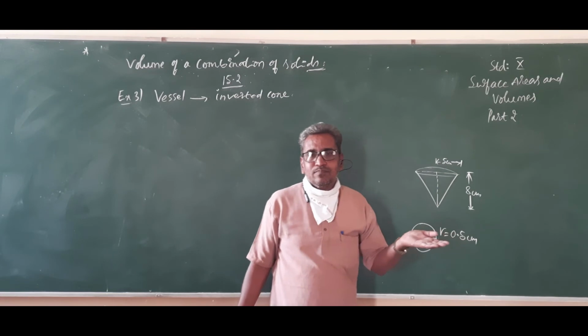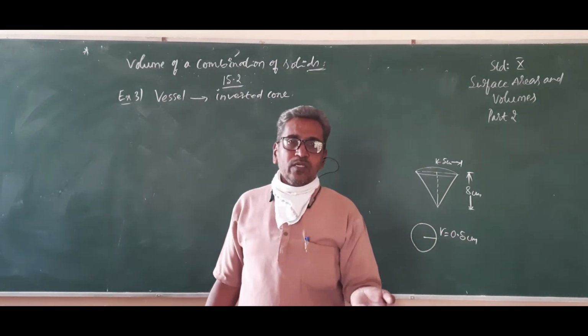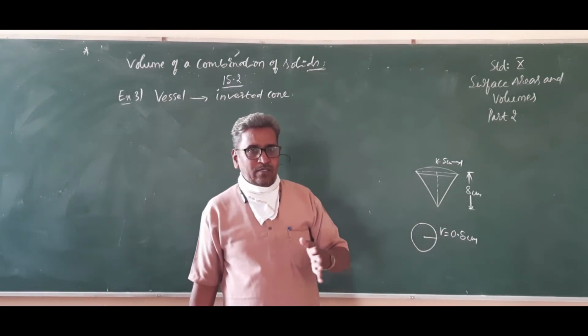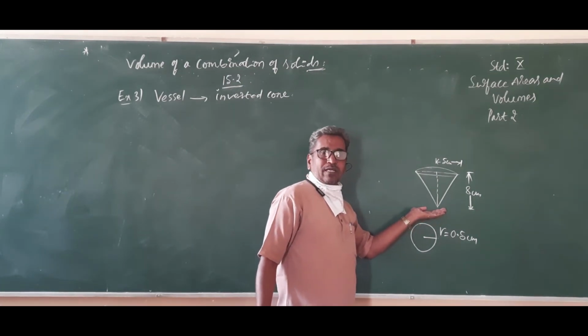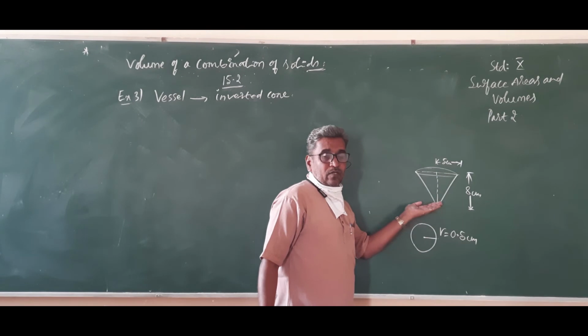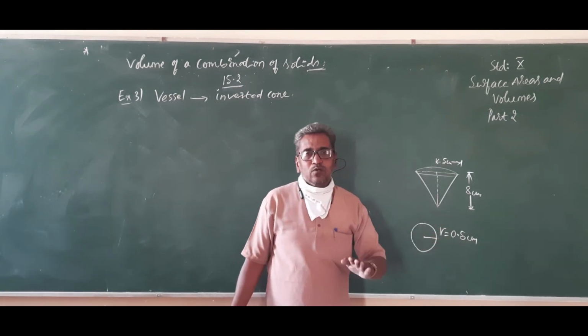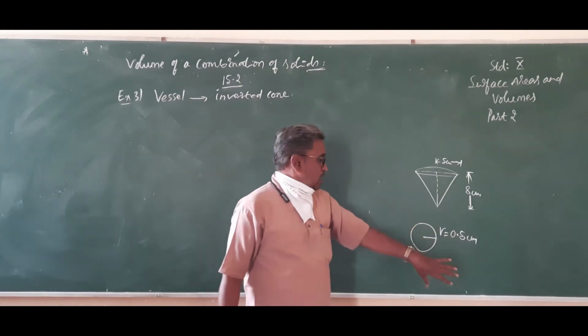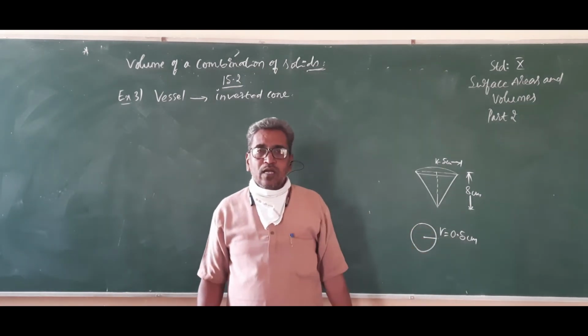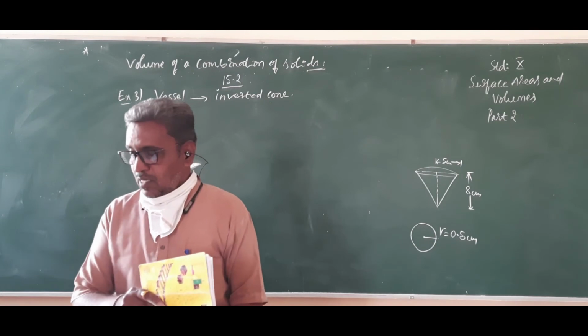At that time, 1/4 of the water comes out. So you have to find how much water the cone contains. When 1/4 of the water comes out, the number of lead shots dropped is what you have to calculate.